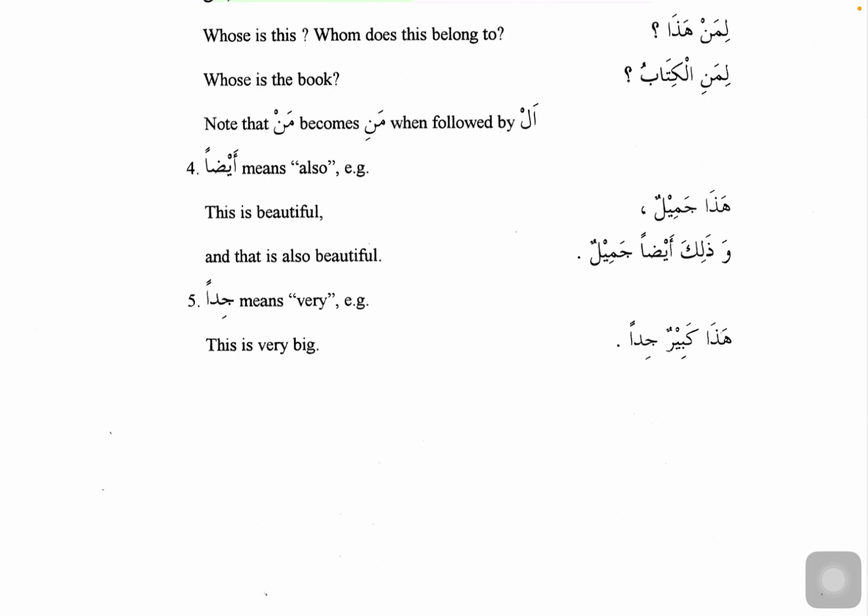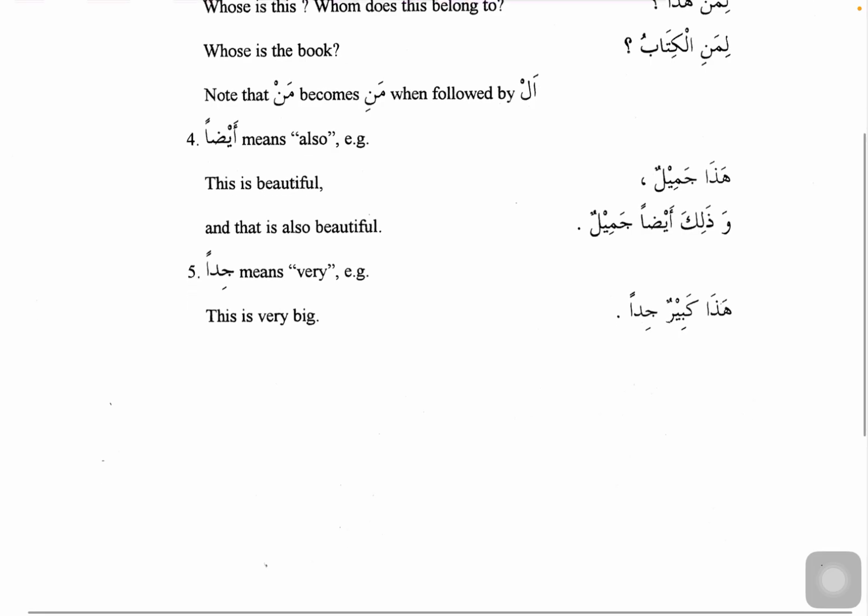Number 4, aidan. Aidan means also. So we have a sentence here. It says, hada jamilun wa dhalika aidan jamilun. This is beautiful and that is also beautiful. The last sentence in number 5, hada kabirun jiddan. Jiddan means very. This is very big. Okay, so we will need to practice a lot of these, inshallah, in the lesson in the main book.